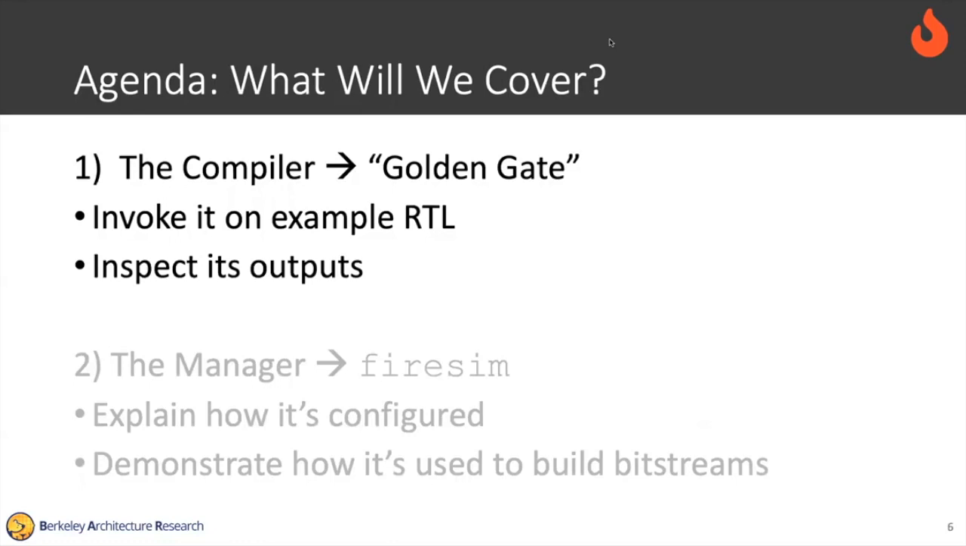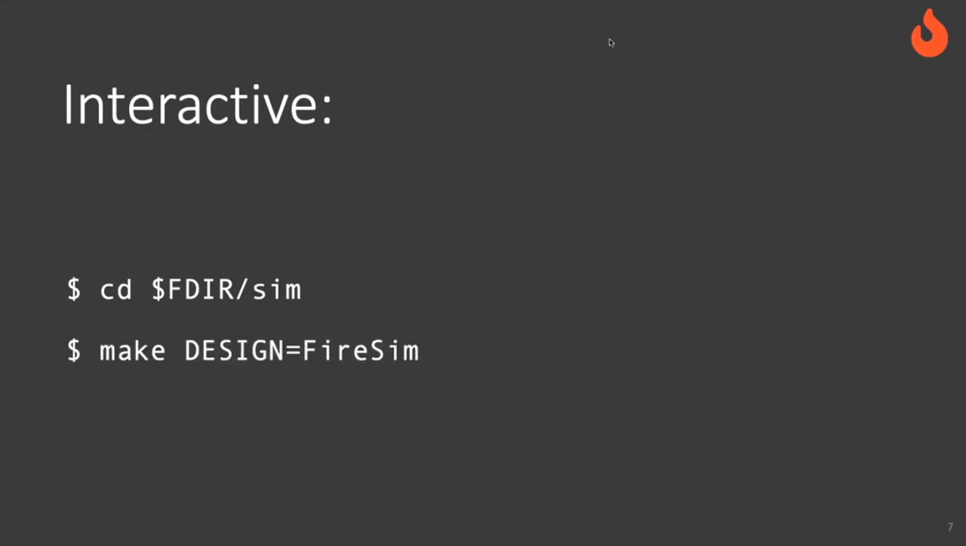Cool. So let's actually dive a little bit more into the compiler and see what the compiler is doing. This is called Golden Gate. So back to the interactive slide here. Go ahead and go into the sim directory. You'll probably already be inside of the Firesim area, but go ahead and enter sim and then type make DESIGN=FireSim in all caps. So what we're doing here is invoking the make base flow to build an example design, kind of the default FireSim design. So we're running Golden Gate.